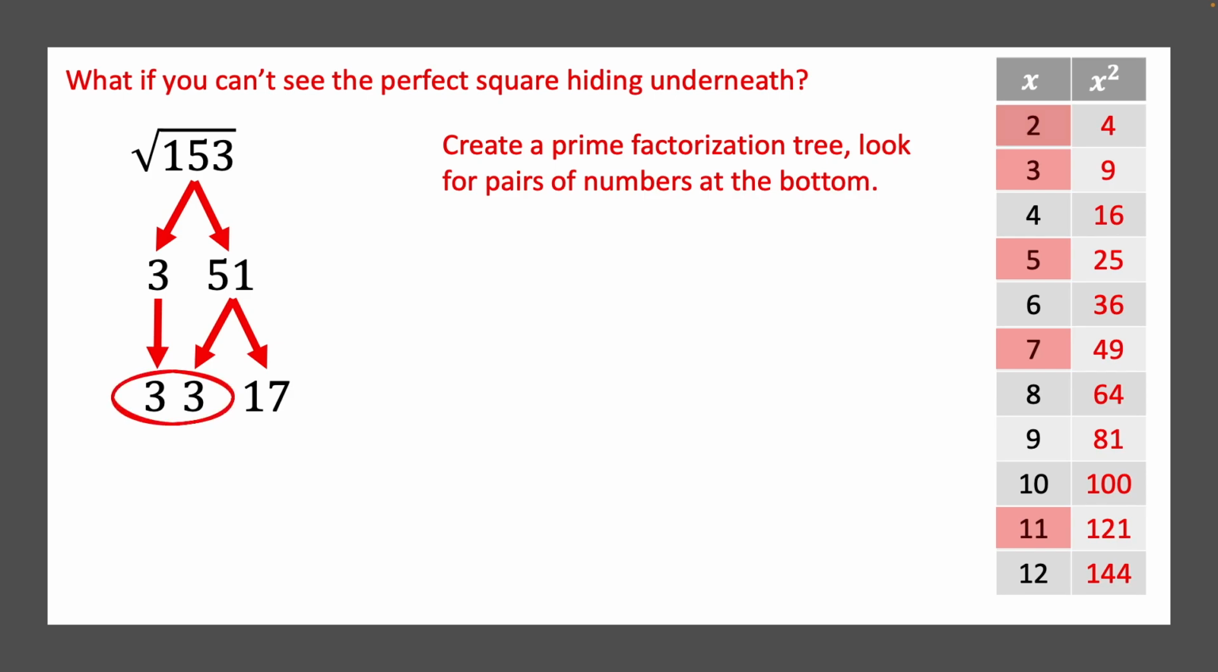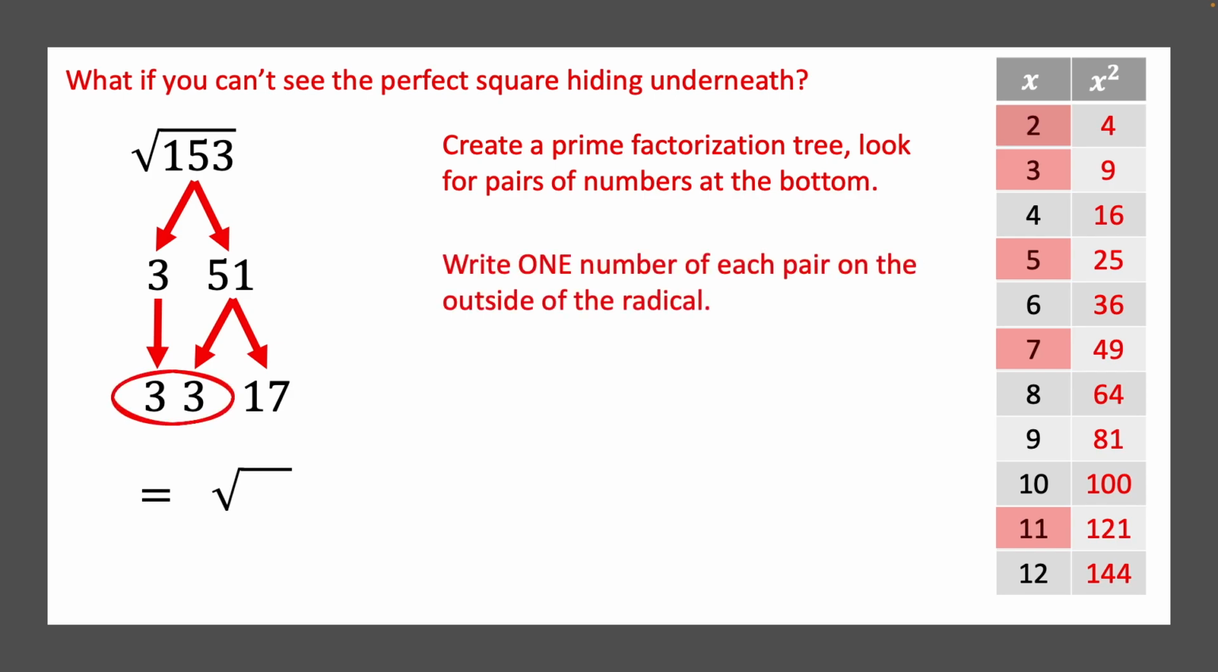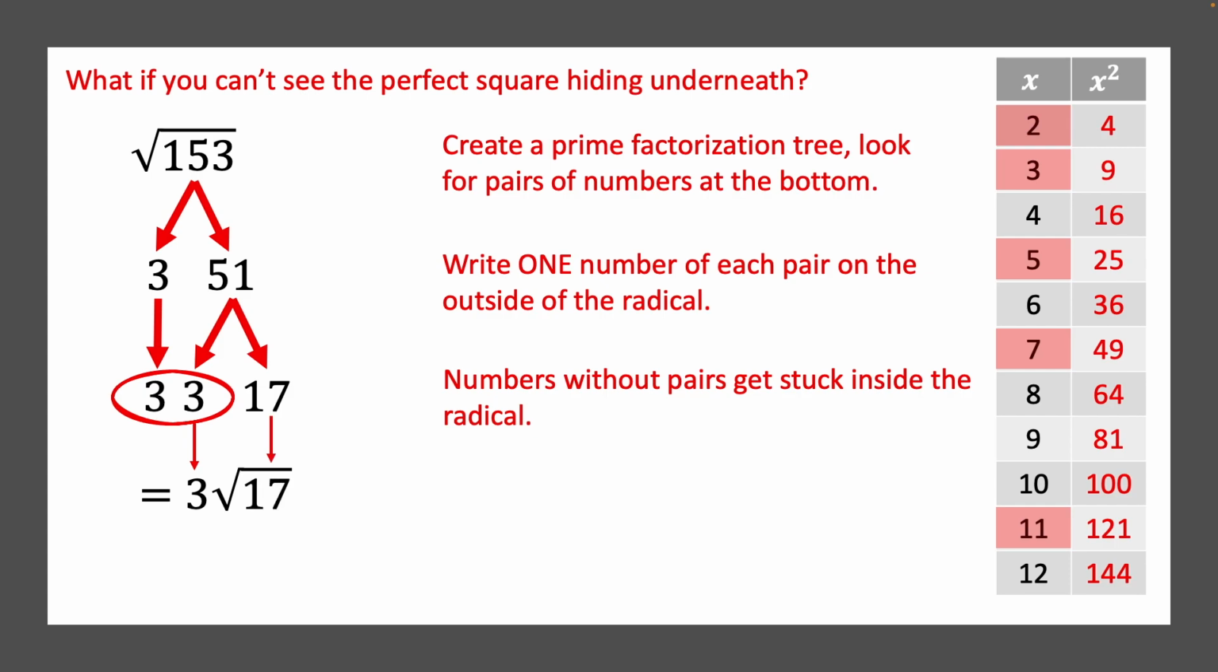I've got a pair of 3s right now, so if I bring my radical down, I'm going to write one number of each pair on the outside of the radical. Since I have a pair of 3s, I'm going to put a 3 on the outside. Numbers without pairs get stuck inside. So the square root of 153 simplifies to 3 root 17.